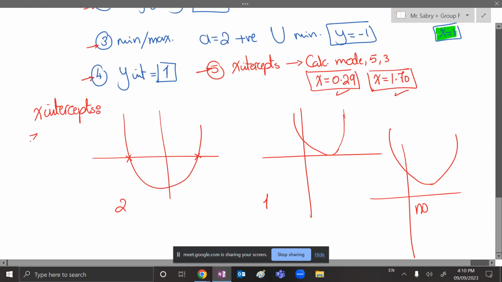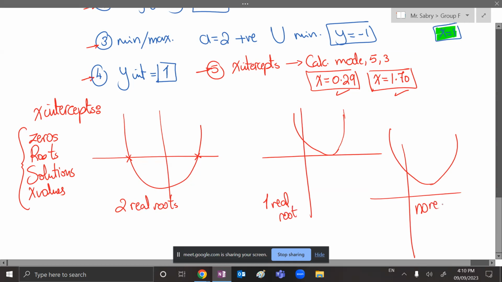They're called x-intercepts. They're also called zeros. They're also called roots. Solutions. X value. They're all the same thing. Okay. So for example, in this case, this has 2 real roots, meaning it has 2 x-intercepts. This has 1 real root, meaning 1 x-intercept, and this has no real roots because it has imaginary roots that we will discuss later.